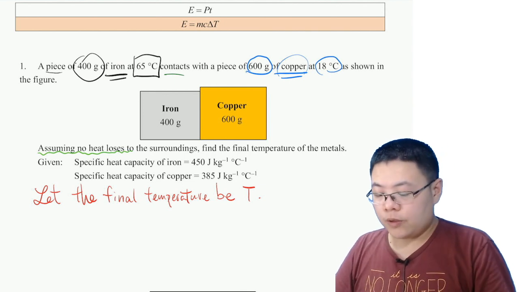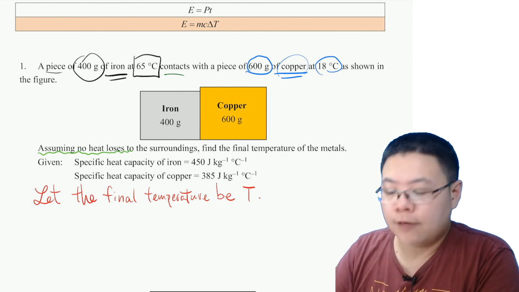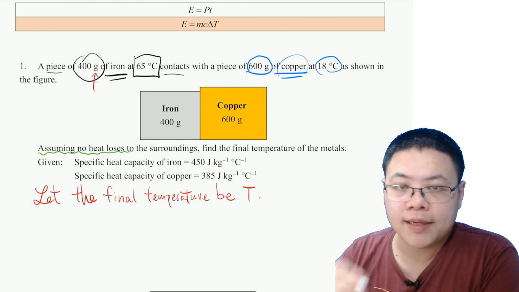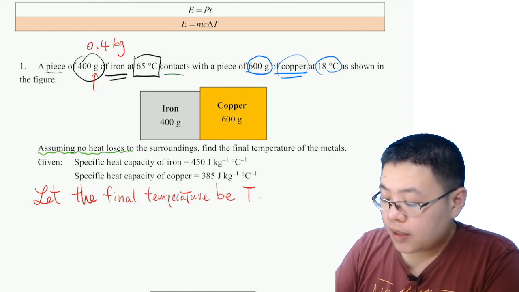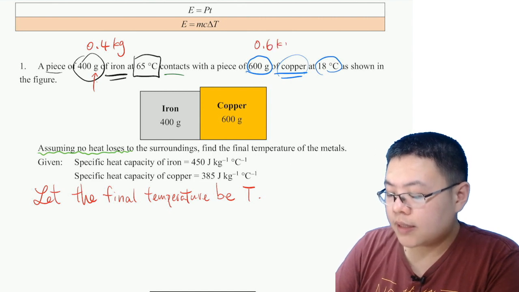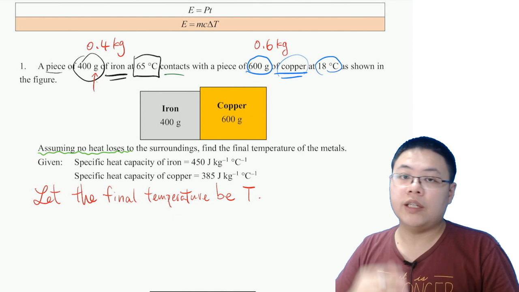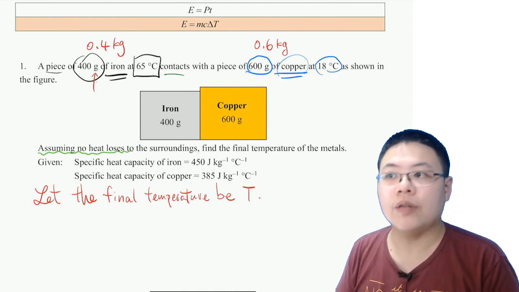And then what do we do? First things first, every time you see gram, it is a trap. Always use kilogram. This is 0.4 kg. This is 0.6 kg. Just like when you see minutes, you convert it to seconds, every time you see gram, convert it to kilogram.